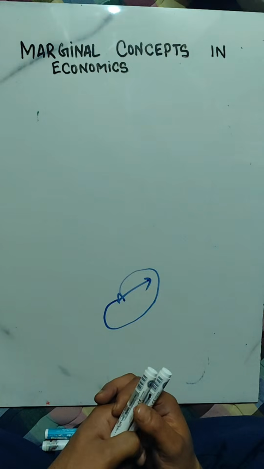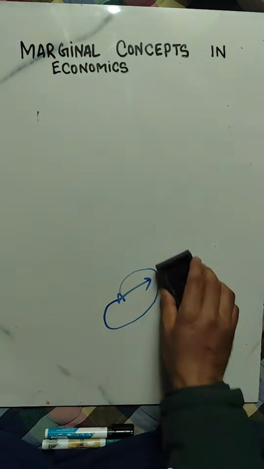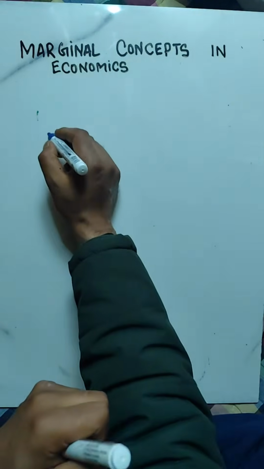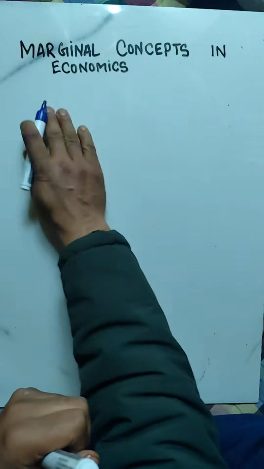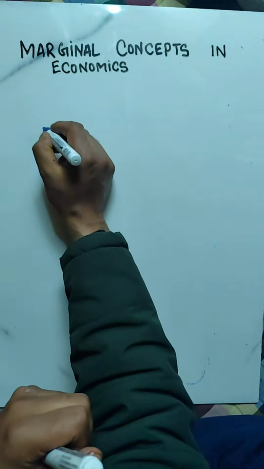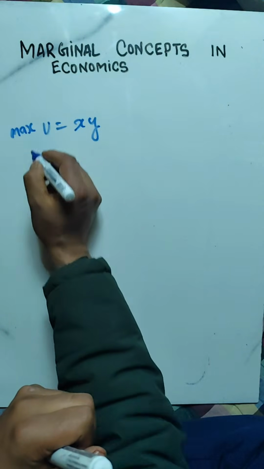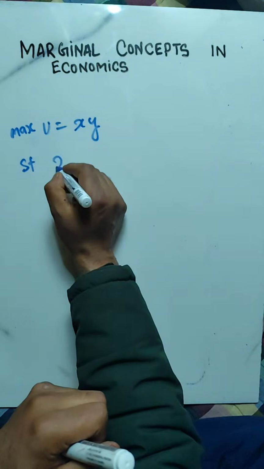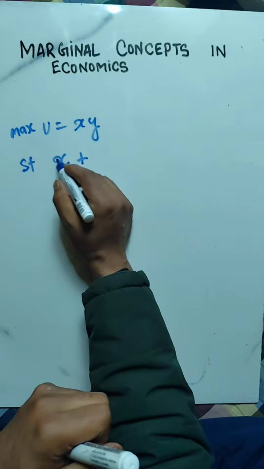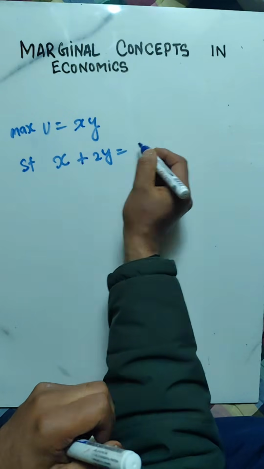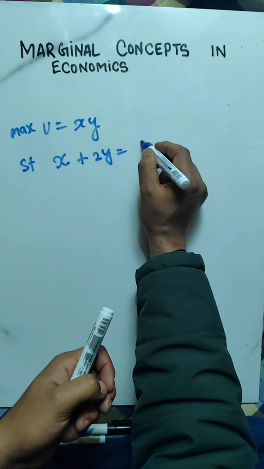Okay, by using the lambda it can be solved. So we can also solve it using the lambda. If we have the given utility function, I recall u is equal to xy. We want to maximize this subject to the budget constraint x plus, price of good y was 2, and it is equal to the income, which was 12, I guess.